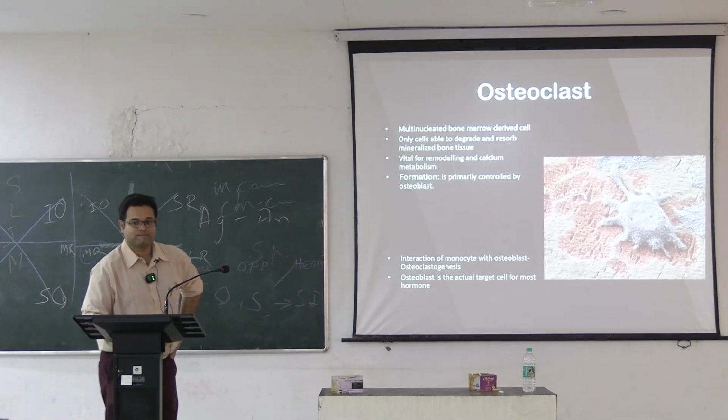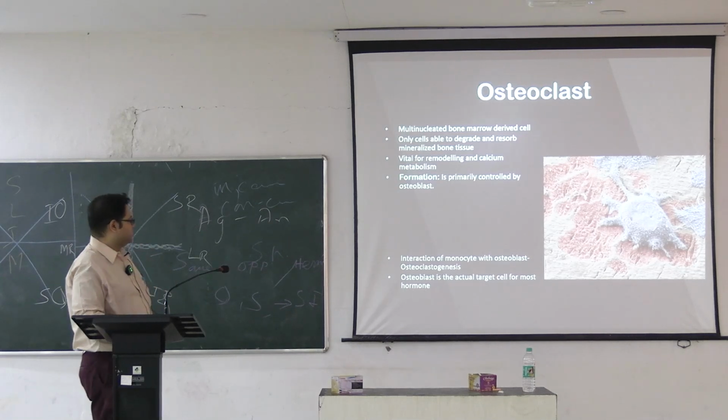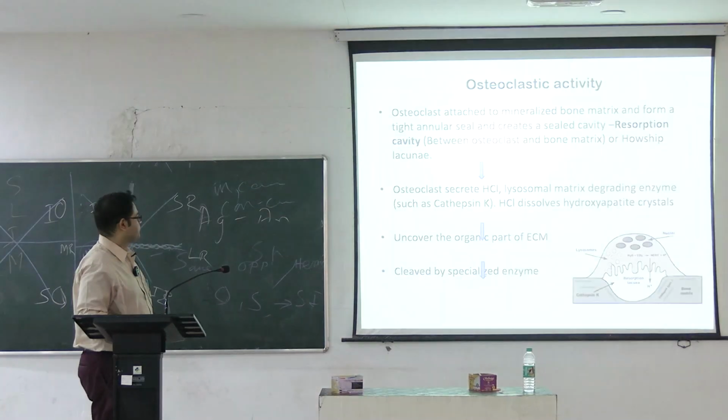What is a monocyte responsible for? Yes, exactly. In an inflammatory cascade or in an injury reaction, the monocyte is responsible mainly for phagocytosis. It not only performs phagocytosis itself, but it also induces phagocytosis in other cells. So similarly, when a monocyte interacts with an osteoblast, it leads to osteoclastogenesis, which is basically formation of an osteoclast. Now, osteoblast is the actual target cell for most hormones. We'll see this later on.